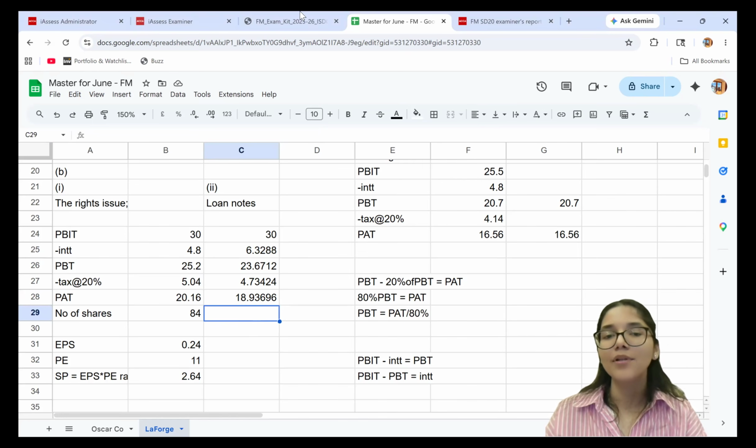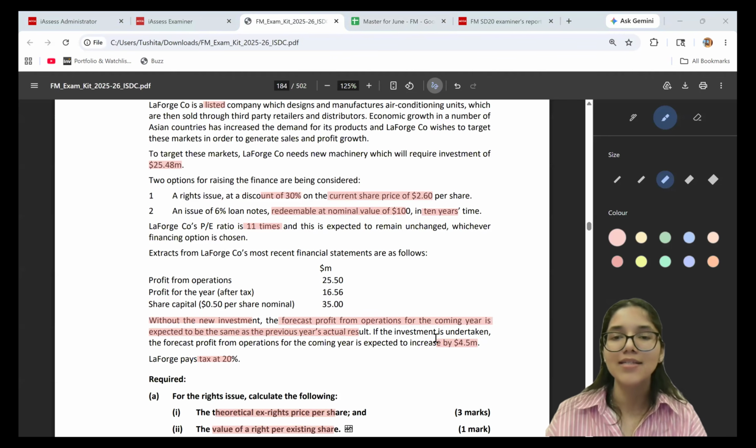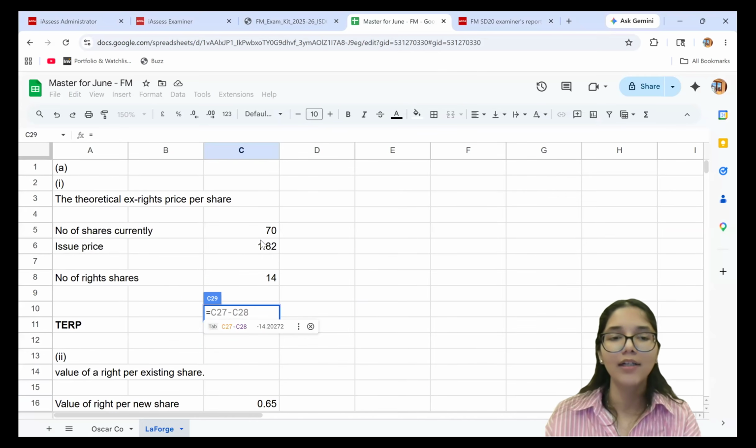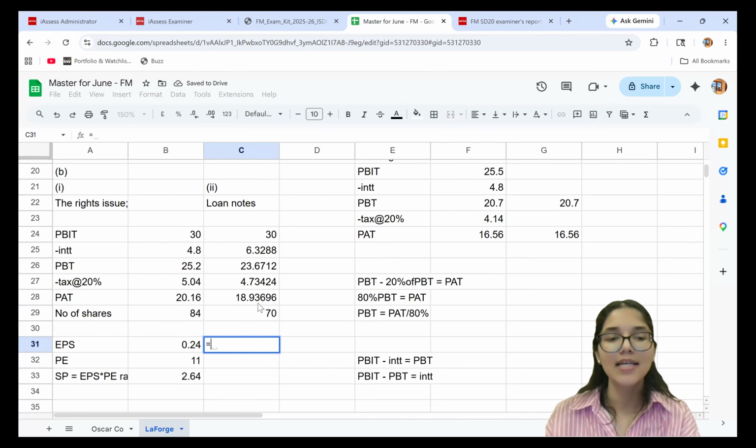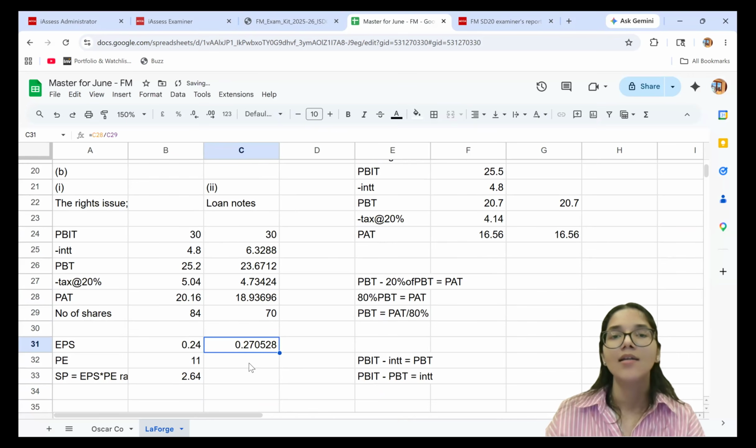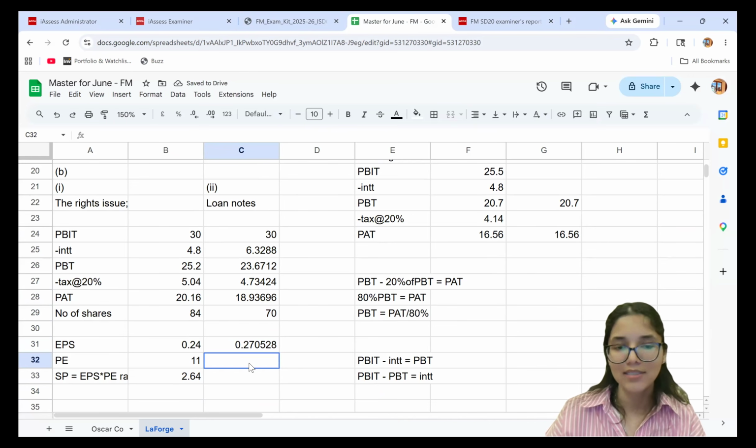So this is about the PAT that we have calculated. Now, guys, when the company has gone ahead with the loan notes, will the number of shares change from previously if we did not issue any more equity? No, it will remain constant, whatever we used to have earlier. So earlier we used to have 70. That means my number of shares is 70. So my EPS will be PAT divided by number of shares. This is what my earnings per share looks like.